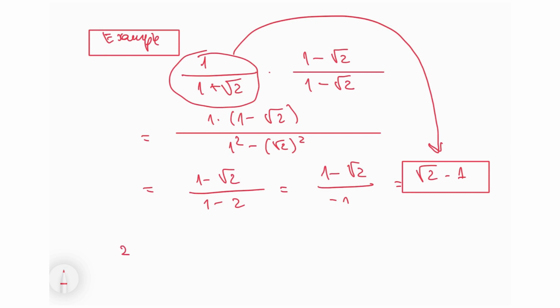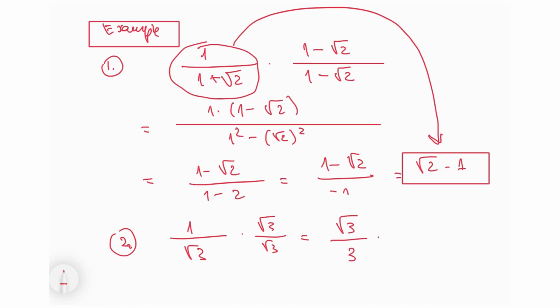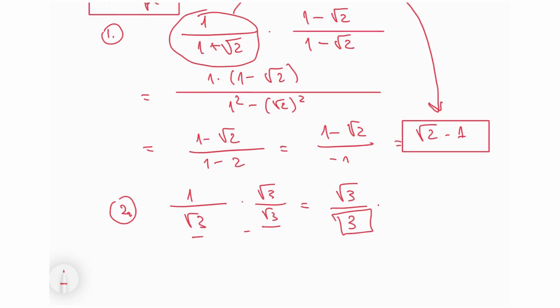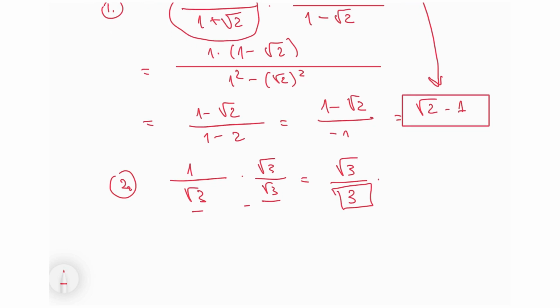Second example, so let's say this is 1 over square root 3 we want to rationalize, so we are multiplying by square root 3 over square root 3, that is square root 3 over 3. And then in the denominator we don't have the radical anymore, it is just the integer 3.